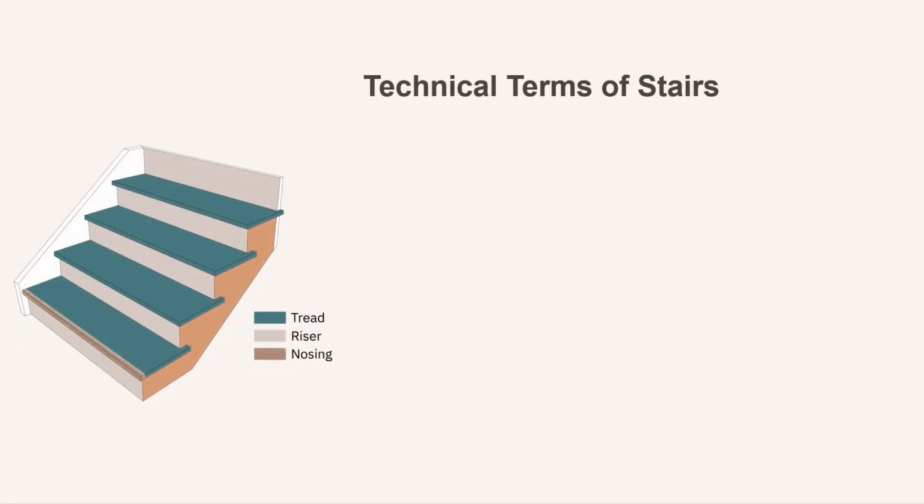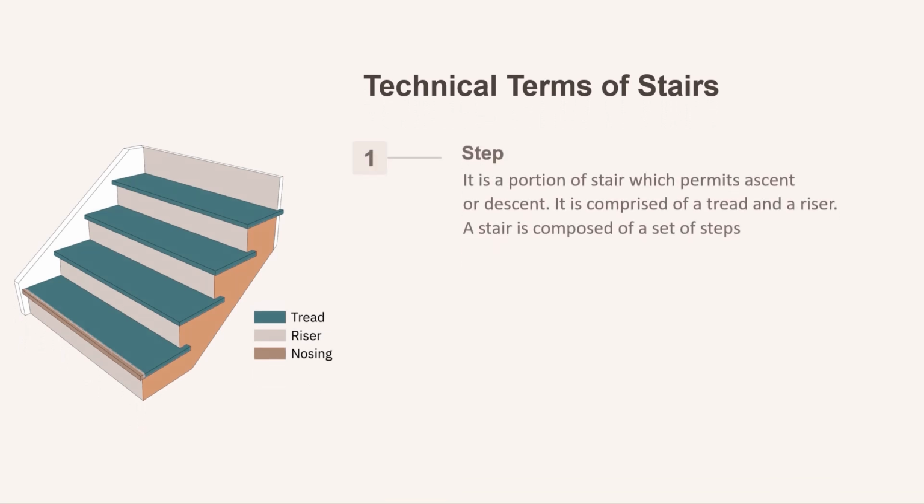Let us now explain the technical terms involved in stairs. Kindly look at the figure and follow the lecture simultaneously for easy understanding. First comes a step. A step lets you move up or down. Each step has two parts, the tread and the riser. Think about the steps in your home. Every time you go up to the bed or down to the kitchen, you are using steps, isn't it?